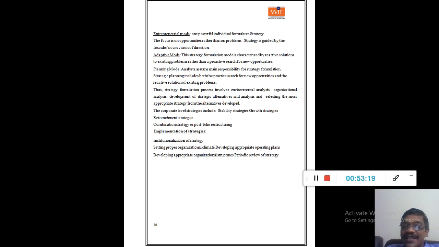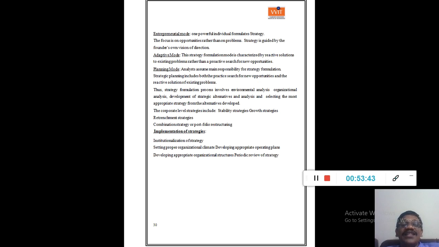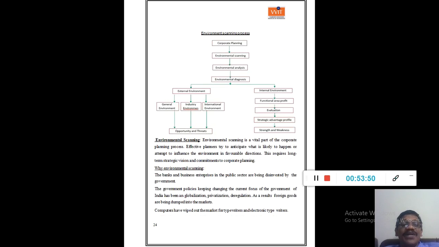Developing appropriate organizational structures. You have to set up the organizational structure in which the people will work in an efficient, effective and productive manner. And periodically you have to review the strategy. So these are the important contents of unit number 5, that is strategic management process.